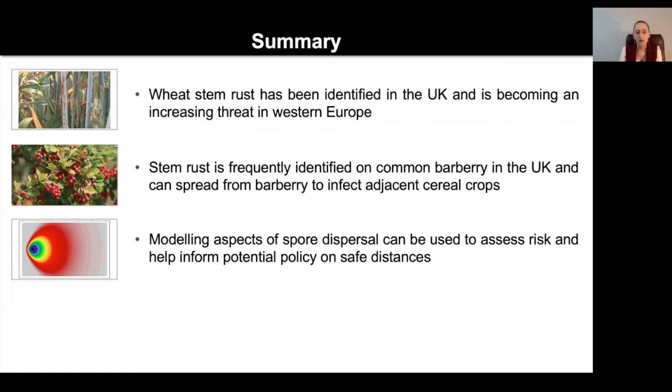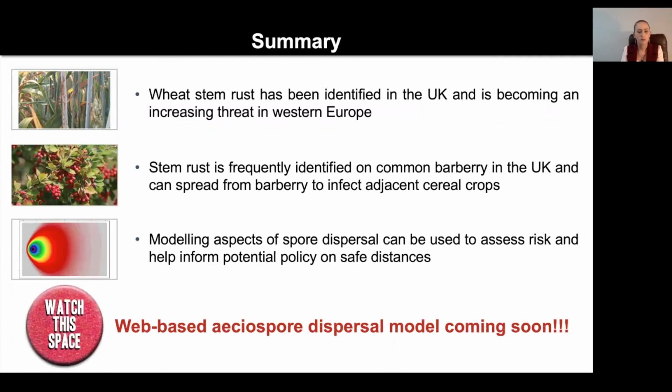And what's really great is Vanessa has also developed all of this work into a web-based model, which we will be releasing in the next few weeks, we hope. Then you can put in your own location data and work out what the risk is at different distances from an infected barberry bush.